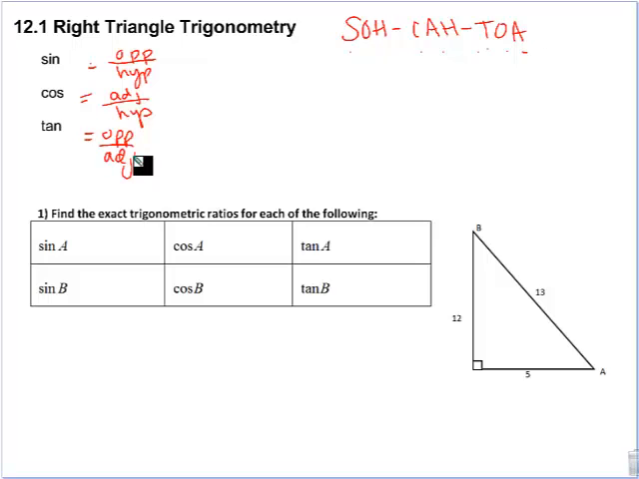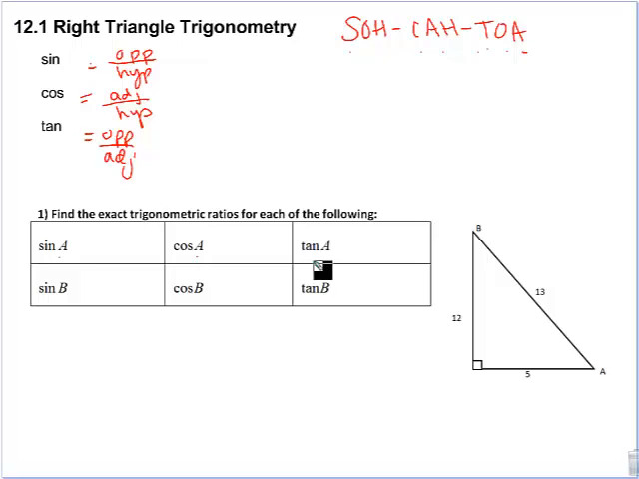Okay. So now what we're going to do, just for starters, is write the exact trig ratios so that we all know where the opposite, adjacent, and hypotenuse sides are. So this is the first example. On that sheet, we want to find the trig ratios for each of the following. The first row is dealing with your angle A, so we have sine, cosine, and tangent of A.